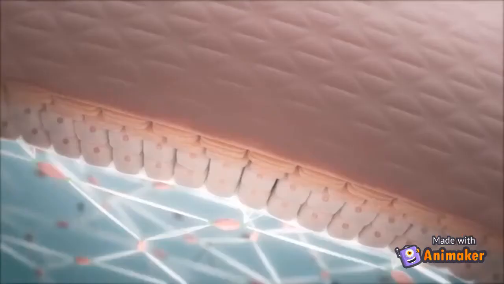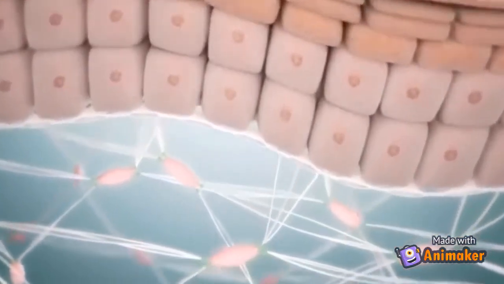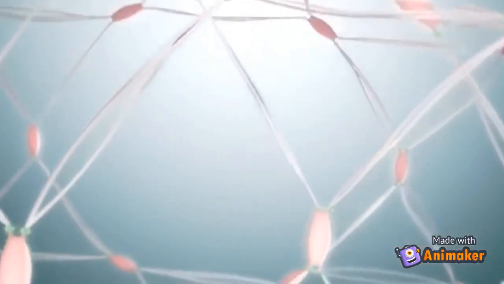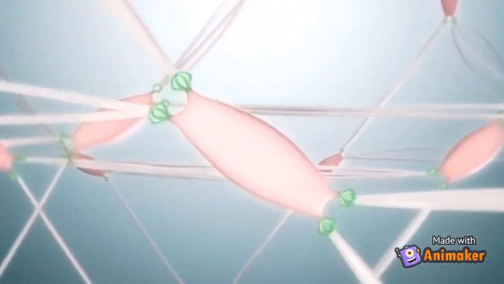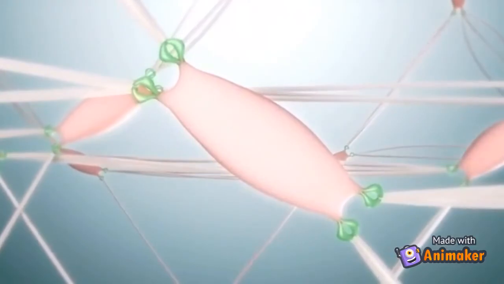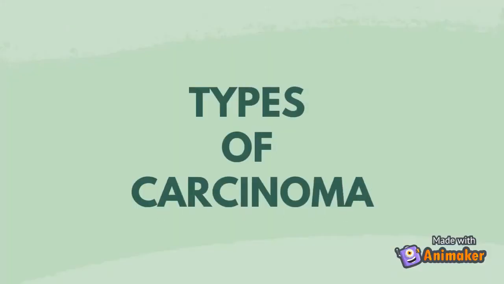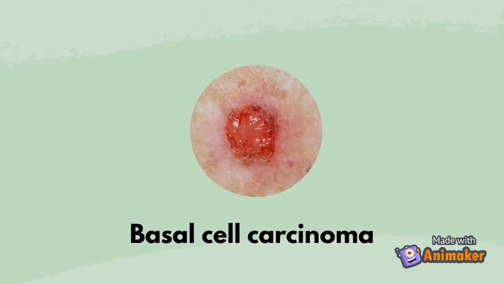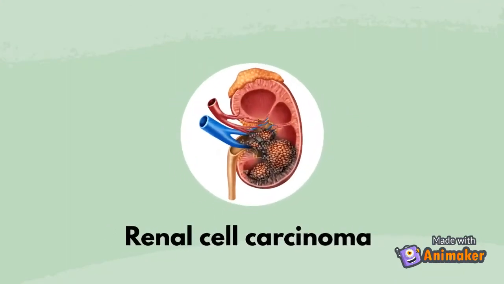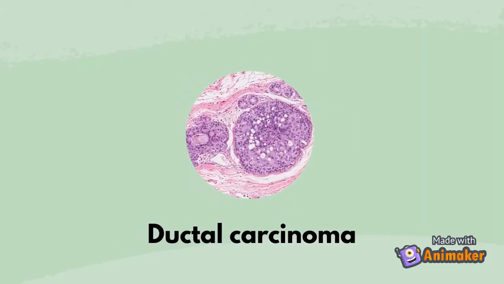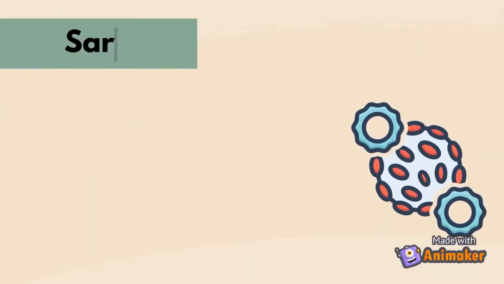Why is this so? As we know, the integumentary system is made up of the largest organ in the body, the skin. They are present inside and outside of the body, therefore it is more likely to turn into cancer if the cells start dividing uncontrollably. There are a number of different types of carcinoma, which includes basal cell carcinoma, squamous cell carcinoma, renal cell carcinoma, and ductal carcinoma.